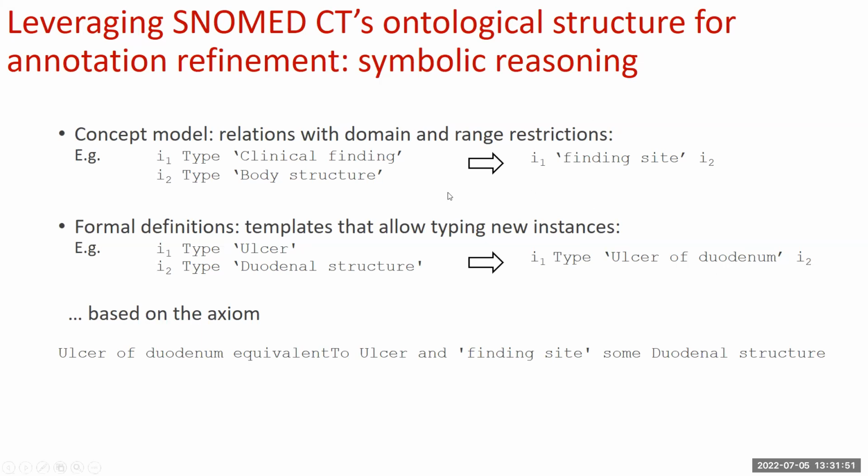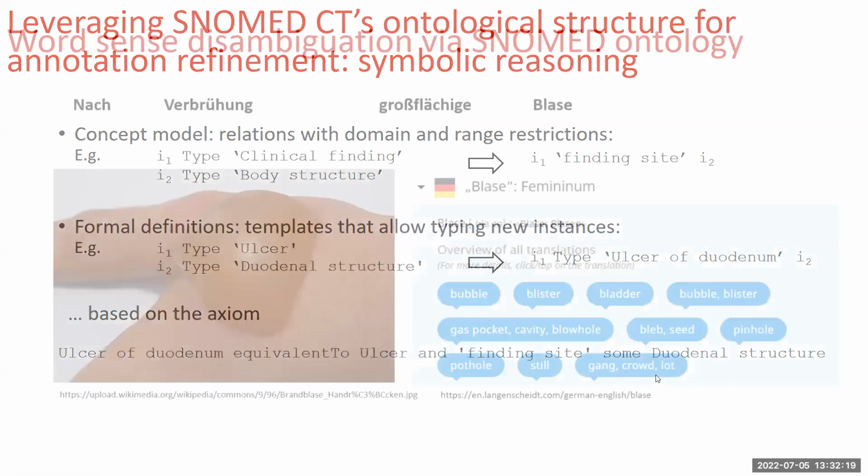And then from those templates, you can find a new type for the instance, so that the ulcer, which is related to the duodenal structure, as we found out by these relations, is then of the type ulcer of duodenum. Based on the axiom ulcer of duodenum equivalent to ulcer and finding site some duodenal structure. A bit simplified without role proof, but this is not a problem.